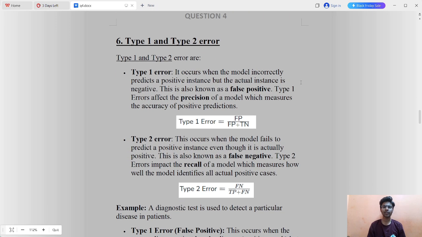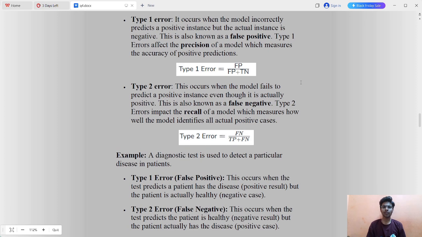Let's move on to type 1 and type 2 error. Type 1 error occurs when the model incorrectly predicts a positive instance but the actual instance is negative. This is also known as a false positive. Type 1 errors affect the precision of the model, which measures the accuracy of positive predictions. Let's move on to type 2 error. This occurs when the model fails to predict a positive instance even though it is actually positive. This is known as a false negative. Type 2 error impacts the recall of the model, which measures how well the model identifies all actual positive values, by the given formula.